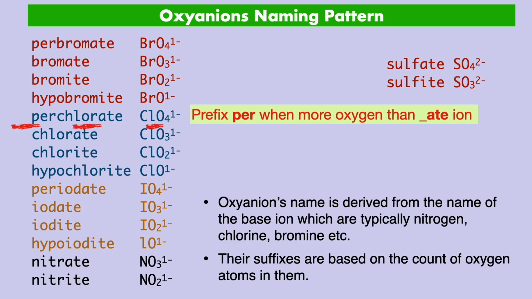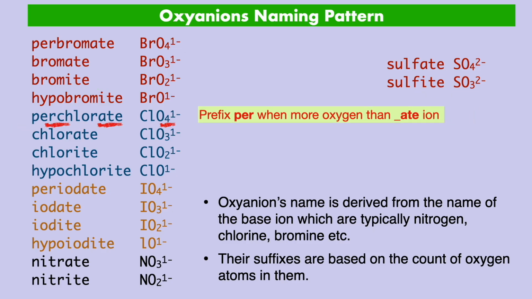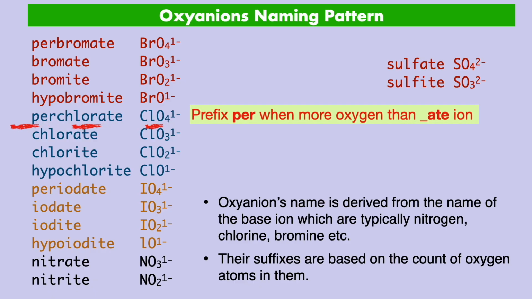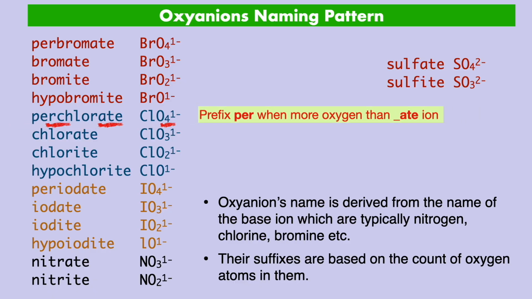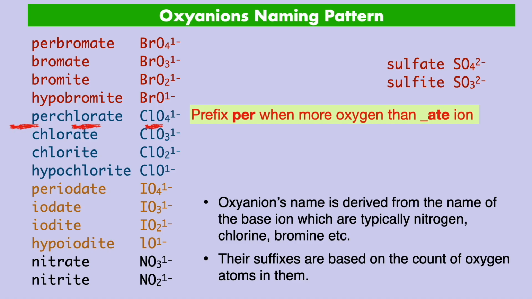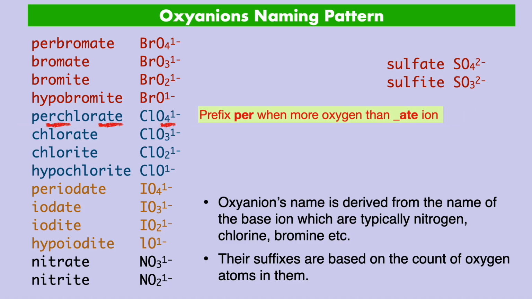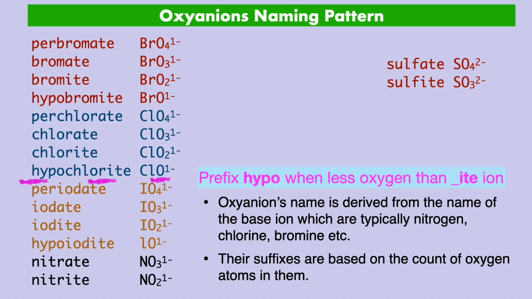The prefix "per" is added to the ate ion with one more oxygen than the standard ate ion. For example, perchlorate ion has 4 oxygen atoms, one more oxygen than those in chlorate ion. The prefix "hypo" is added to the ite ion for an oxyanion with one fewer oxygen than the ite ion. For example, hypochlorite has one less oxygen than the chlorite ion.